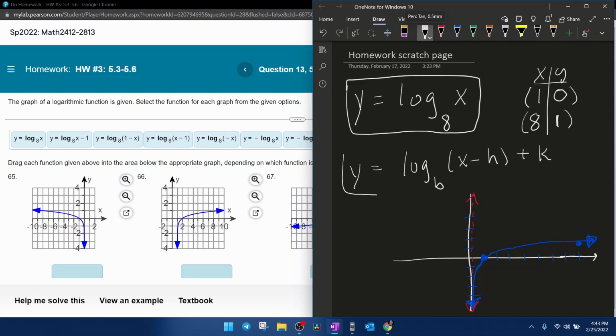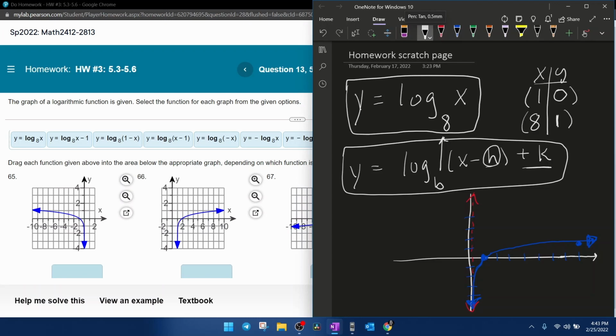So what I've written right below this is our general form of a log function, where our base is 8. That's going to affect the amount of curvature. The h is going to represent the location of the vertical asymptote. Notice in our equation h is 0 because we have just x, and so the vertical asymptote would be located at x equals 0, which is the y-axis.